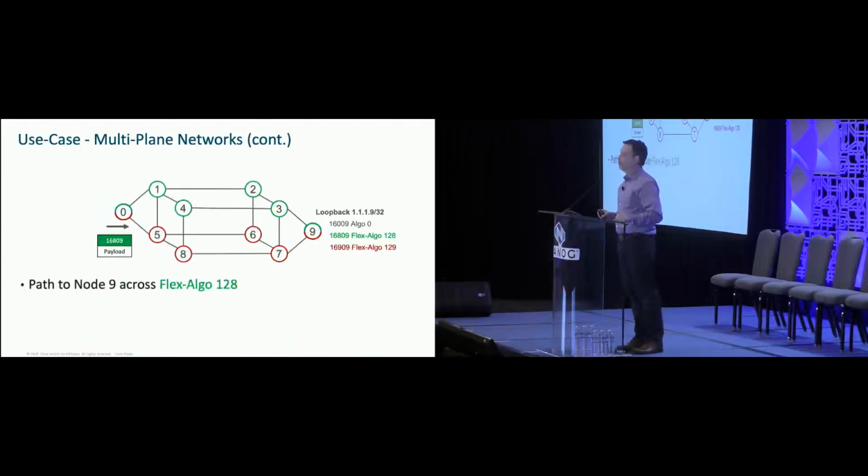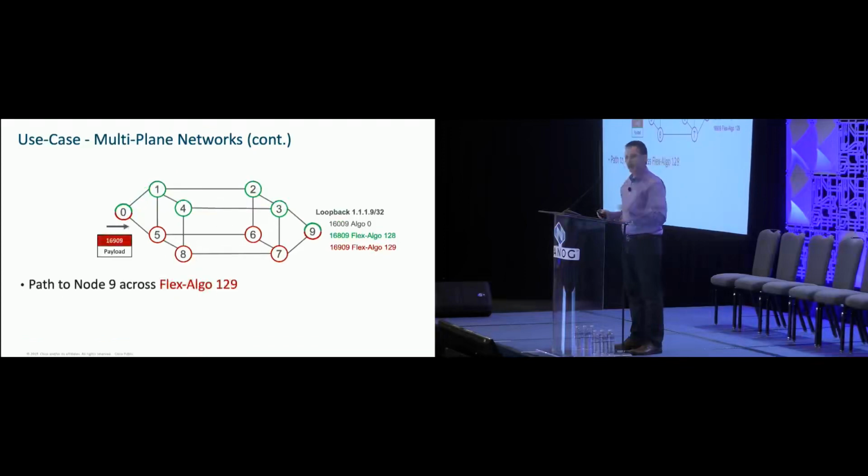What would happen if node number 0 wanted to send traffic to node 9 and wants to push the green label, the label 16,809, which is the representation of the loopback of 9 in flex algo 128? I no longer will do ECMP onto the planes. I only go to the green plane. And then I do ECMP in the green plane. Again, one label allows my entire network to realize this multiplane behavior.